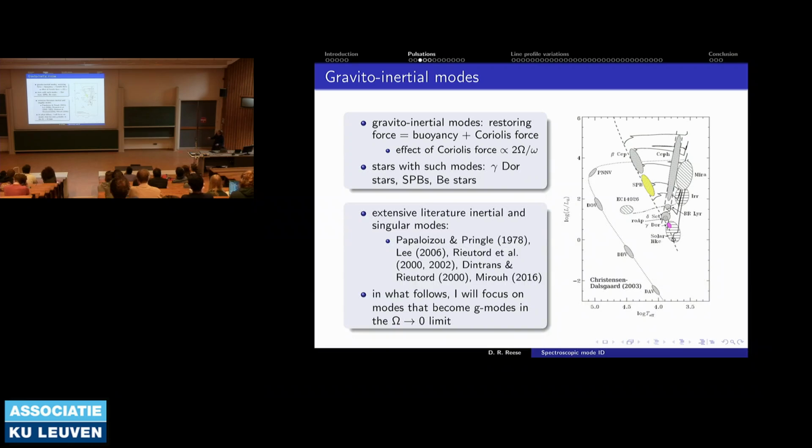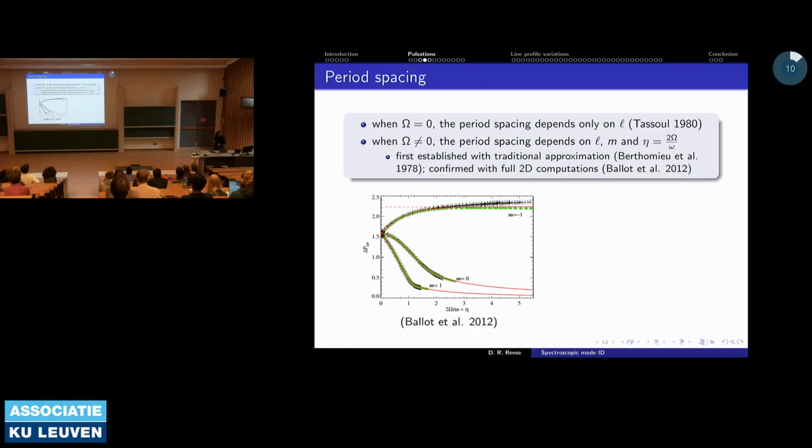And so when you're looking at the gravito-inertial modes, the important factor you have to look at is the ratio between twice the rotation rate divided by the pulsation frequency. And as this factor becomes larger, then the Coriolis force has a more and more important effect on these modes.